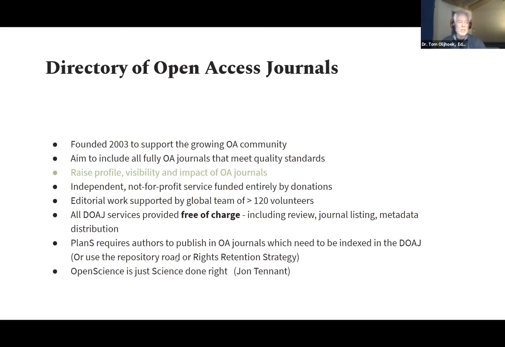And I want also to say that PLOS requires the authors to publish in open access journals, and Plan S and cOAlition S have recognized the DOAJ as the indexing service, and journals need to be there, except for the a bit difficult to understand other roads like the repository road and the rights retention strategy. But those are things that are too far off my topic to go into detail. And they have been explained quite well, I think, at the moment.